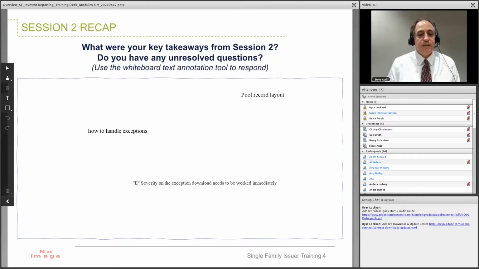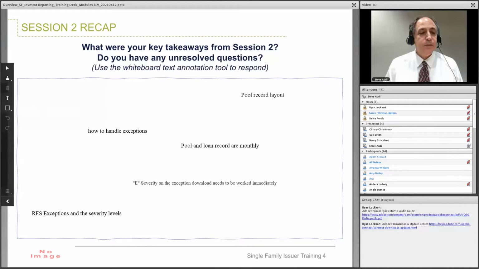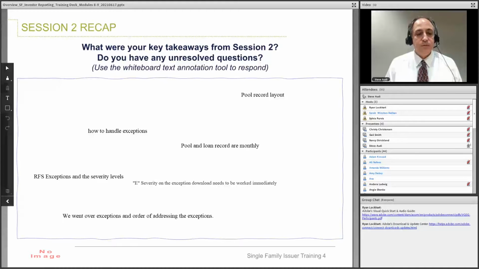There we go. Excellent. Okay, how to handle exceptions. Pool record layout. E-severity on the exception download needs to be worked immediately. Good. These are good. All right, let's have about 40 others. No, just kidding. Okay, there we go. RFS exceptions and the severity levels, loan and pool records are monthly. Excellent. We went over exceptions and order of addressing the exceptions. Very good.